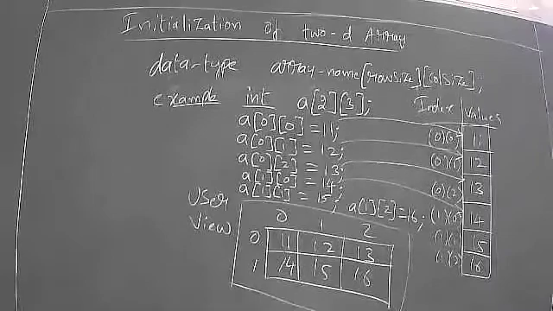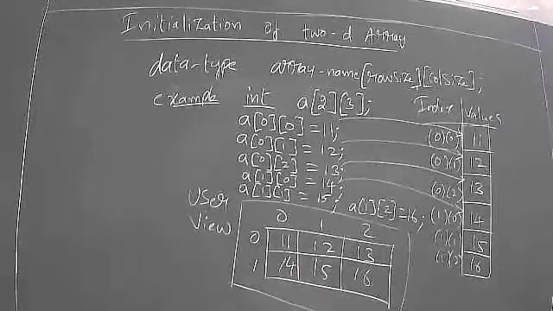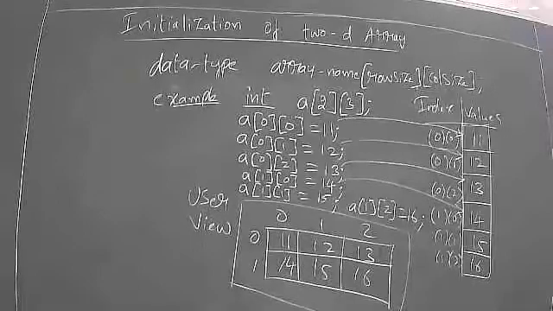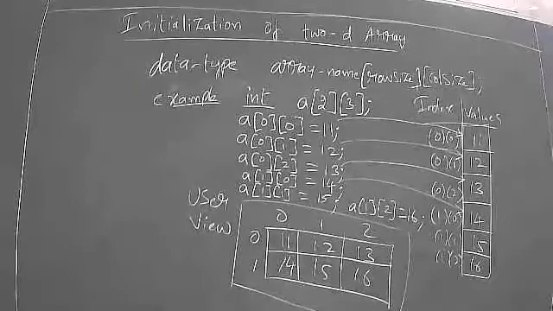So people have taken the screenshot. So people understood both the declaration and initialization. If you have any doubt in the declaration of a two-dimensional array and initialization of a two-dimensional array, you can ask. Okay, fine. So we'll continue.